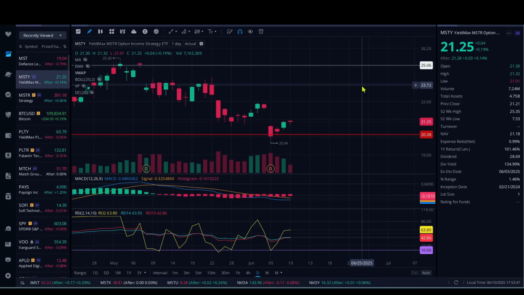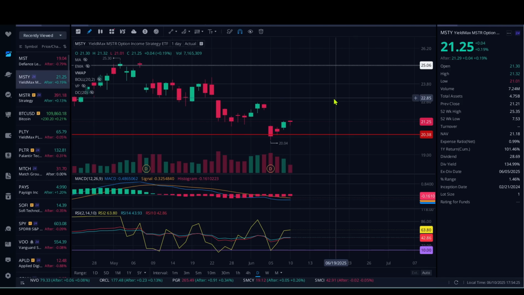All right, so here we are on MSTY for the Webull chart, and as you can see, we closed today green. As you can see these numbers up here at the top, we did close at 0.19% green, so pretty flat really at $21.25. But notice that the candle is red. So let's just talk about that and explain why it's red even though it's up for the day.